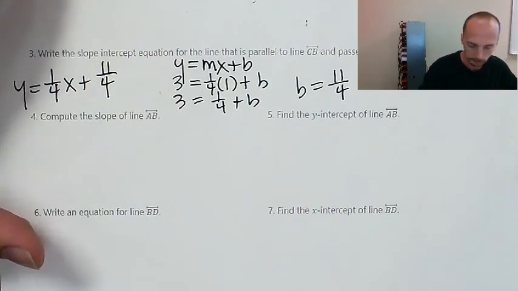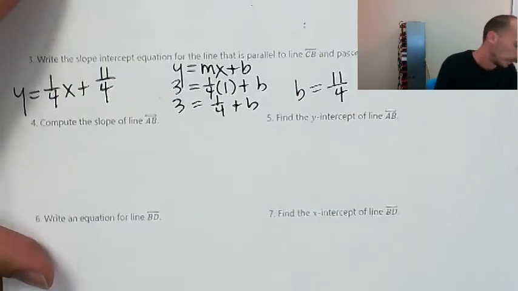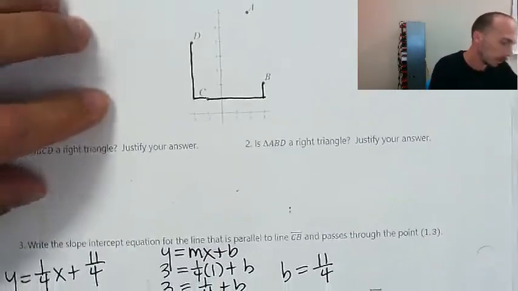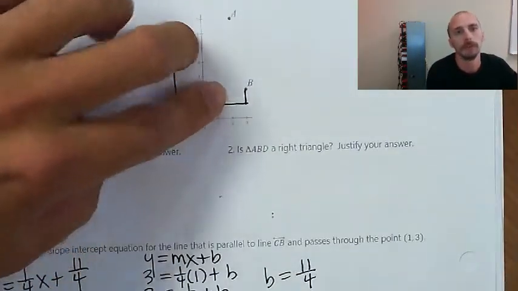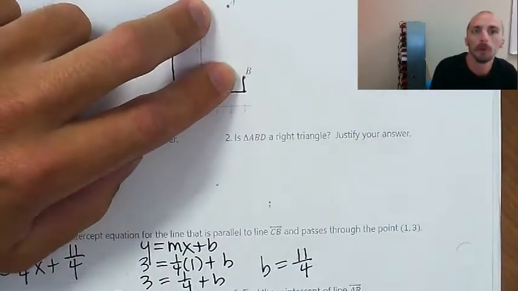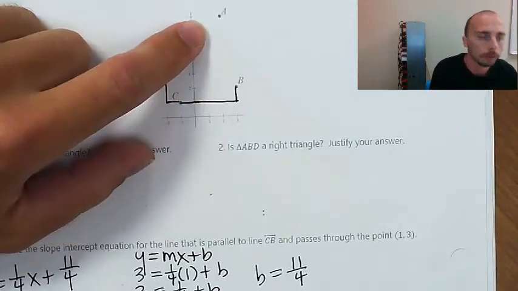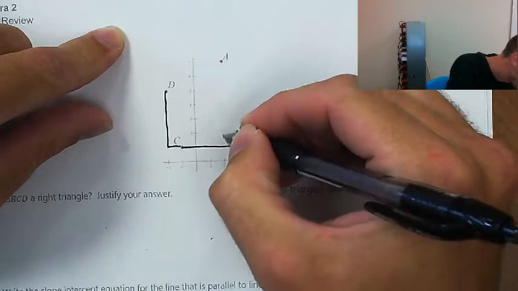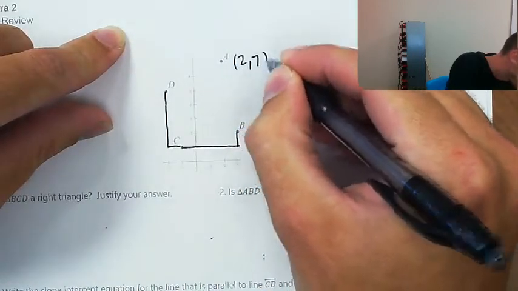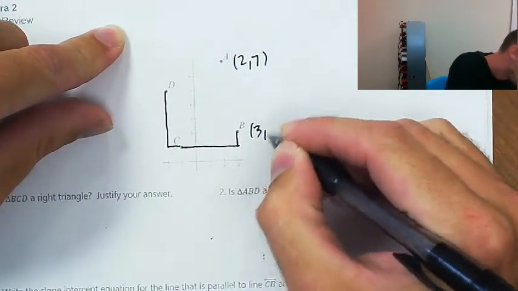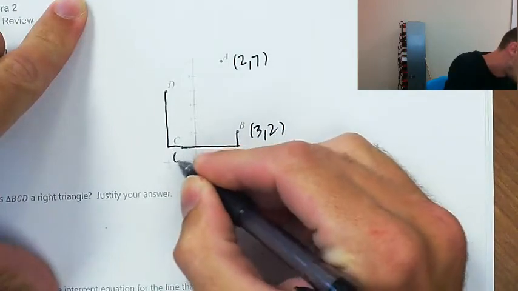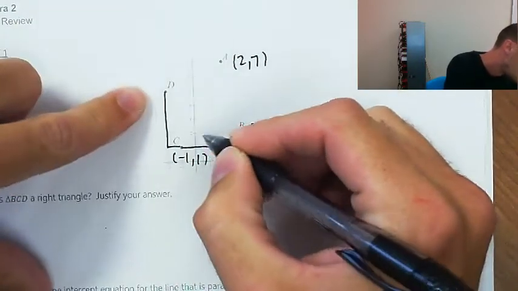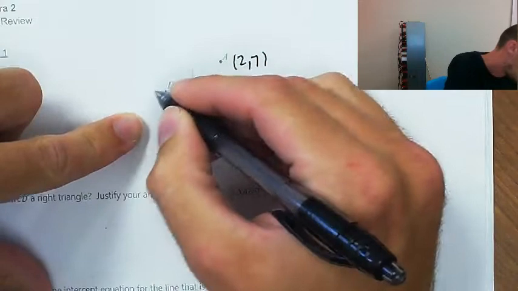Already did that. It's -5 over 1. But if you wanted to do it using the officially approved algebra way that we've learned this unit, we're going to use the slope formula. And for point A, I'm going to need to label these coordinates. That's looking like (2, 7). Point B is (3, 2). C is (-1, 1). And D is going to be (-2, 5).